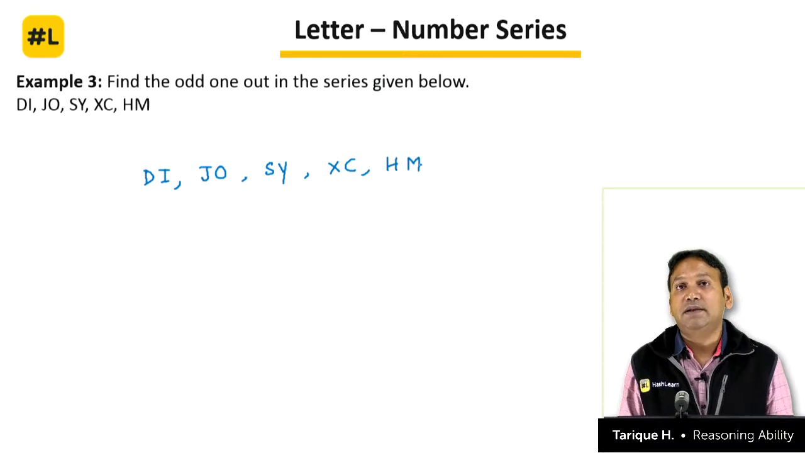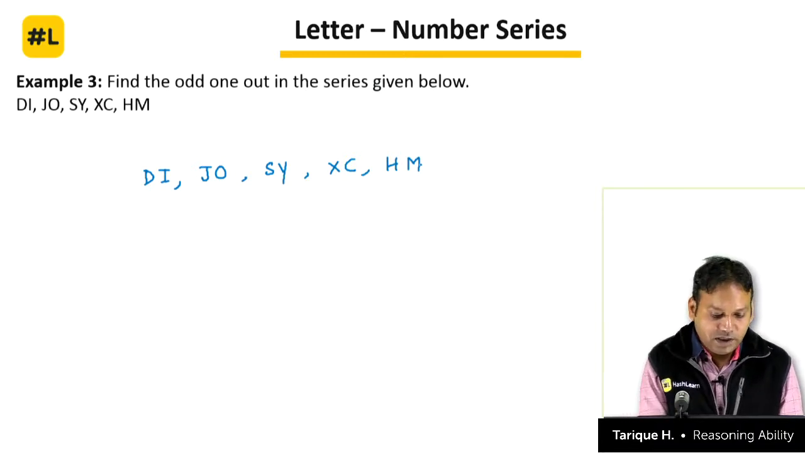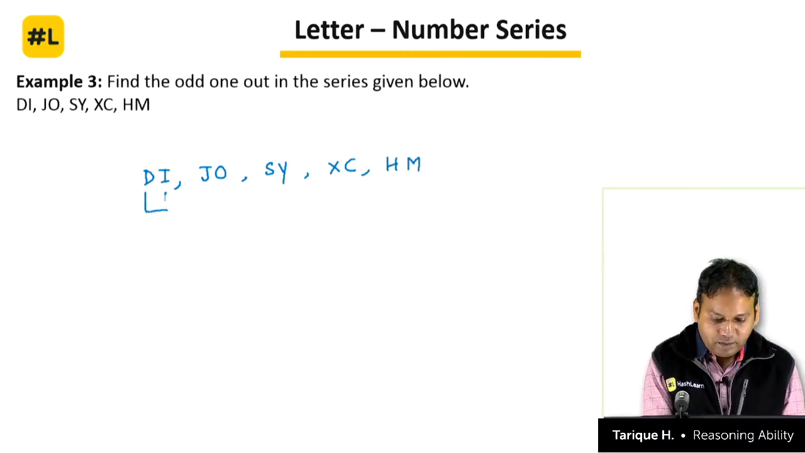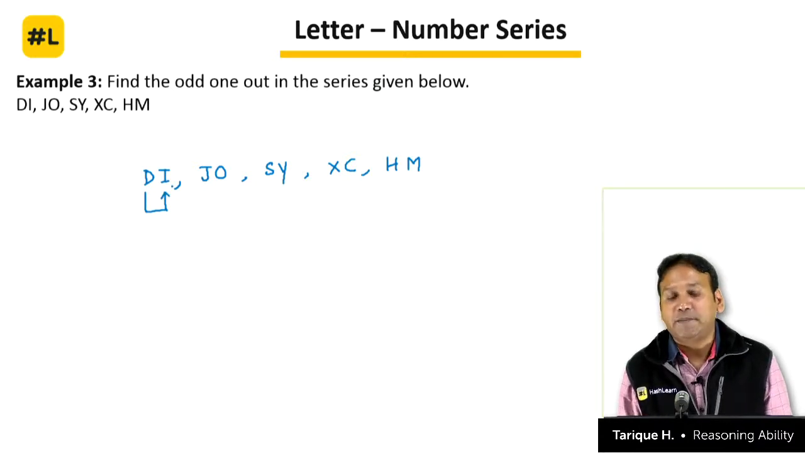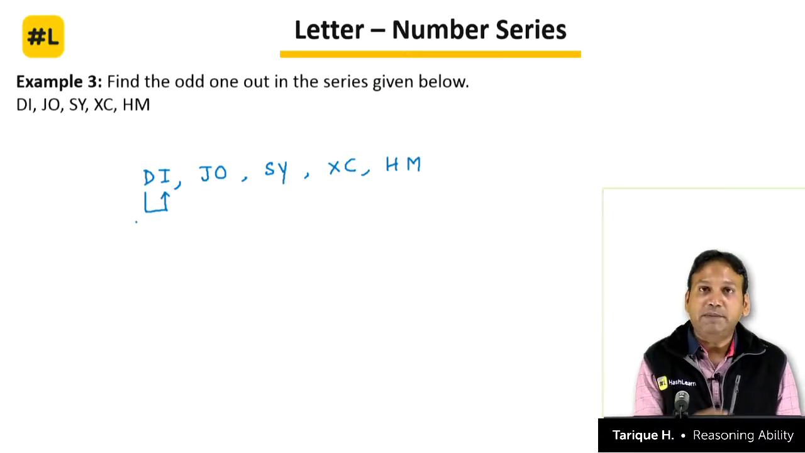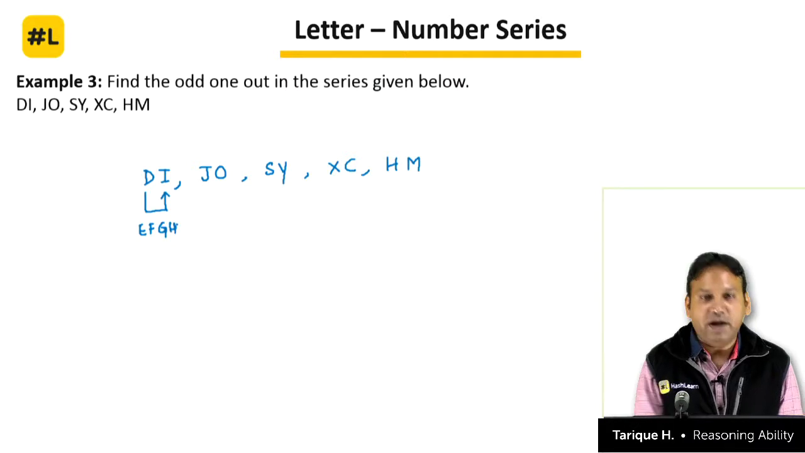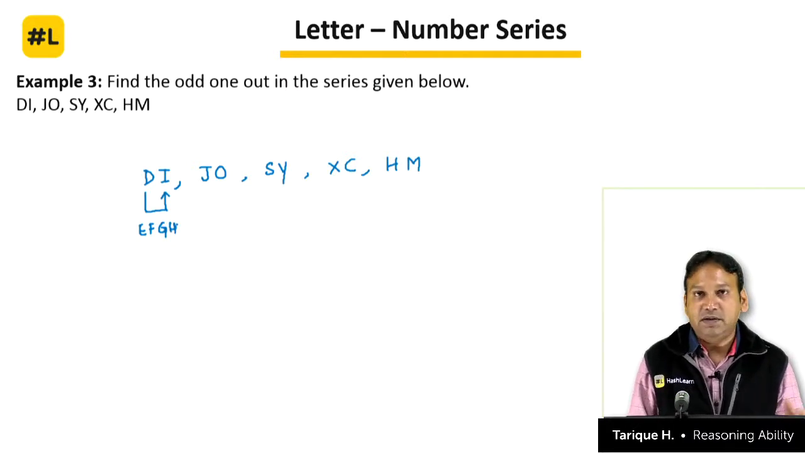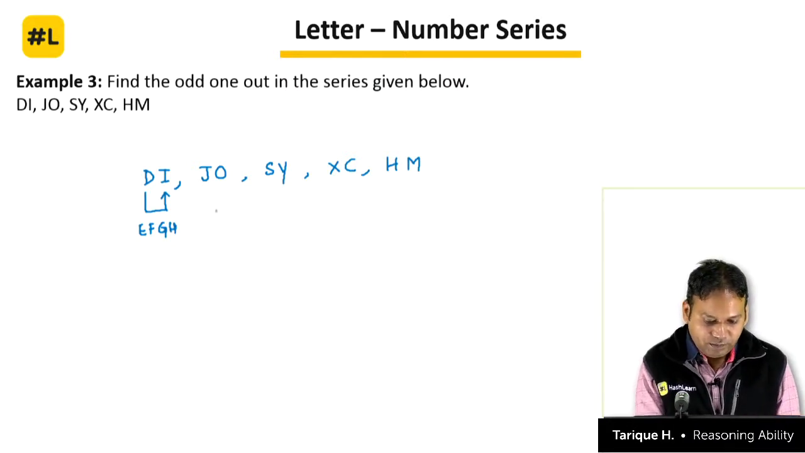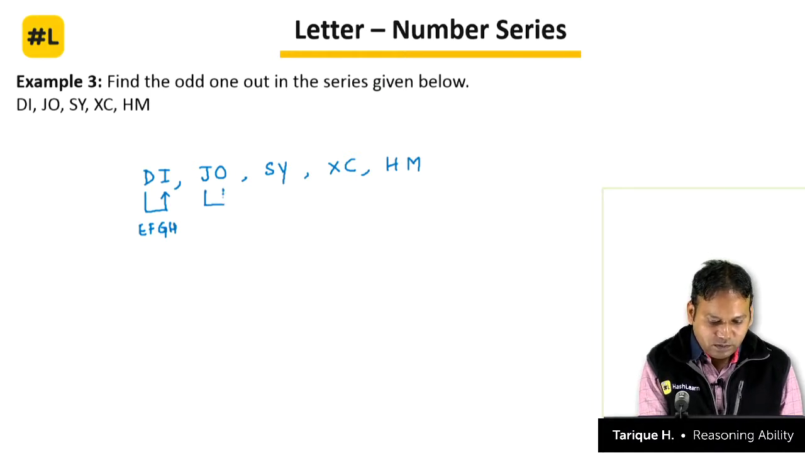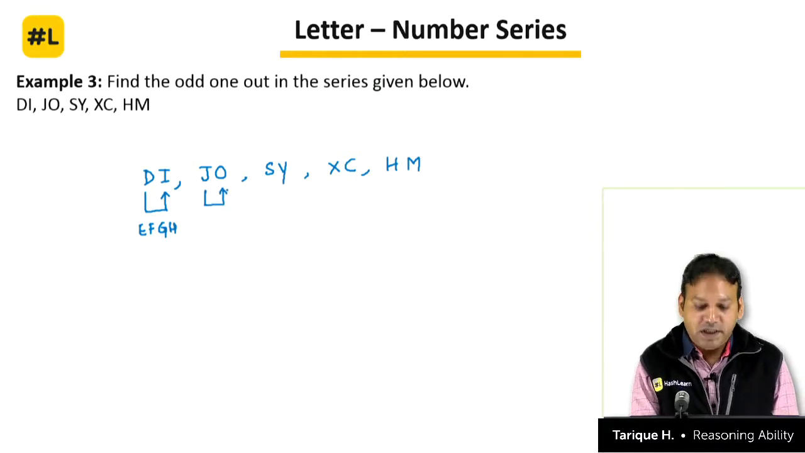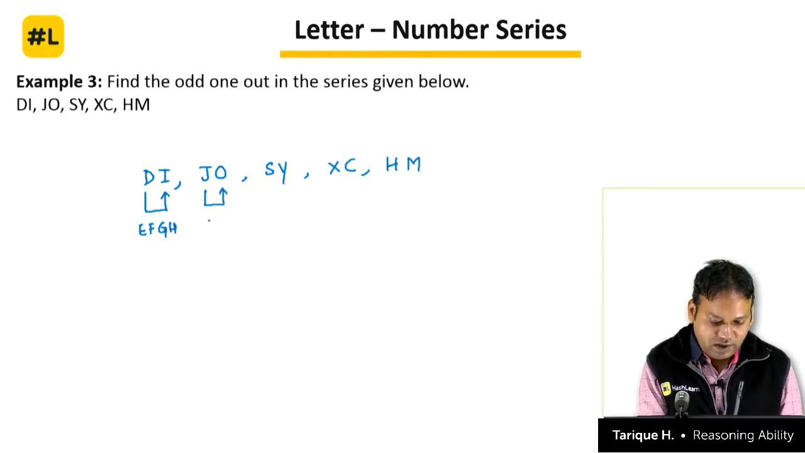How are these letters related? So two letters are there in every combination. Look at D and I. What is the link between D and I? See, look at the letters between D and I. What do we have in between them? E is there, F is there, G and H are there. So 4 letters are there between D and I. So D and I have a gap of 4 letters. Look at J and O. You will see between J and O also we have 4 letters. So we have K, L, M, N.